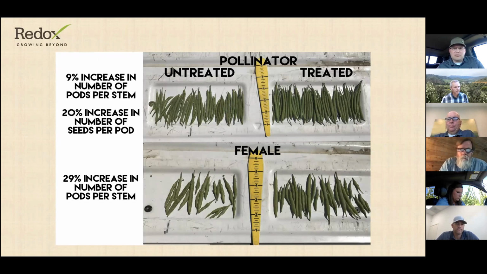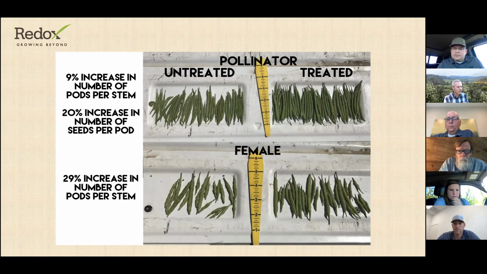So I took some pod counts and I looked at the females as well as the pollinators because he also had trouble getting his bees to work early. So the pollinator has more success pollinating itself, where the females that are sterile, it takes a little more work to get those pollinated. So just some numbers seeing what we did. We had about a 9% increase on the number of pods per stem on this canola on the pollinator, even more drastic on the female, but I think a lot of that was skewed by our poor pollination.